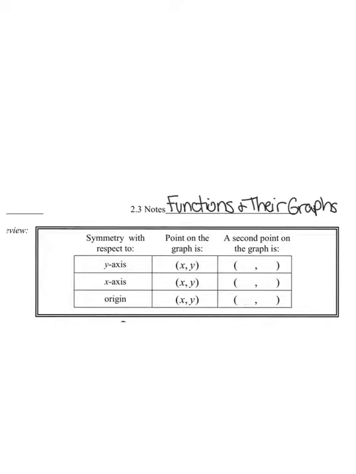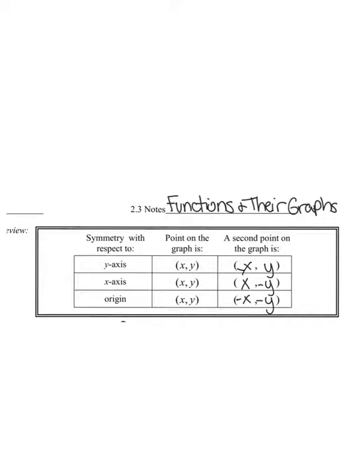If you remember in chapter 1, we talked about 3 different symmetries: symmetric with respect to the y-axis, symmetric with respect to the x-axis, and symmetry with respect to the origin. To check y-axis, we had a second point on the graph. If (x, y) was on my original graph, then another point would be (negative x, y). If it was symmetric with respect to the x-axis, the (x, y) point would be there as well as (x, negative y). And if it was symmetric with respect to the origin, you would also have (negative x, negative y).